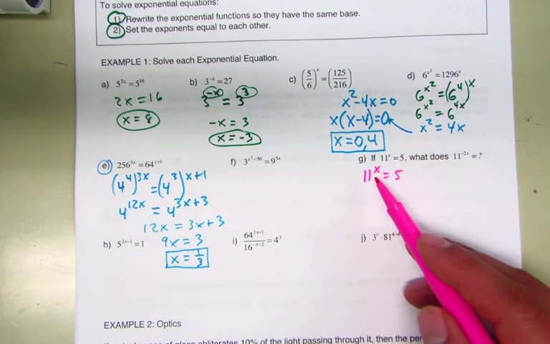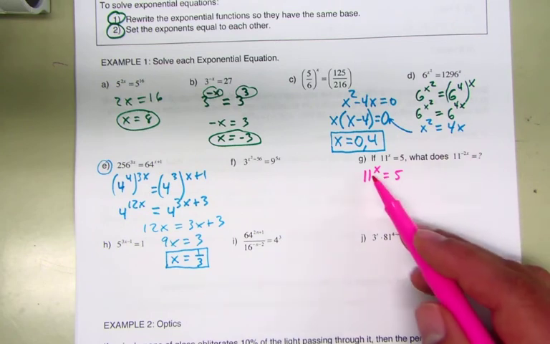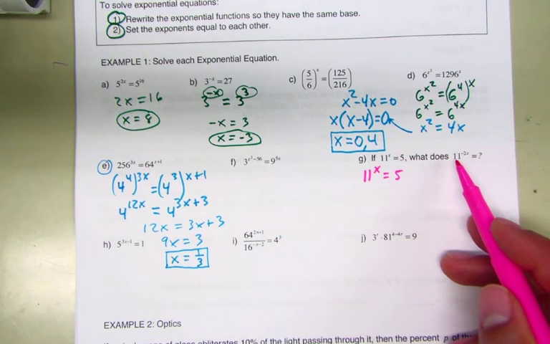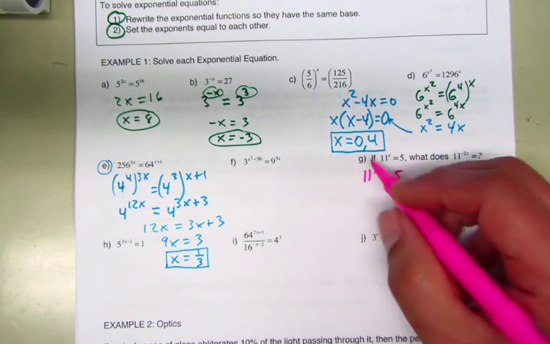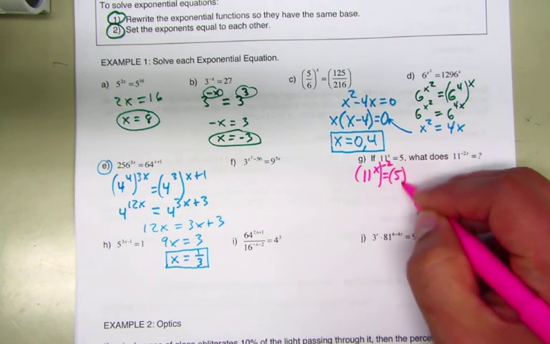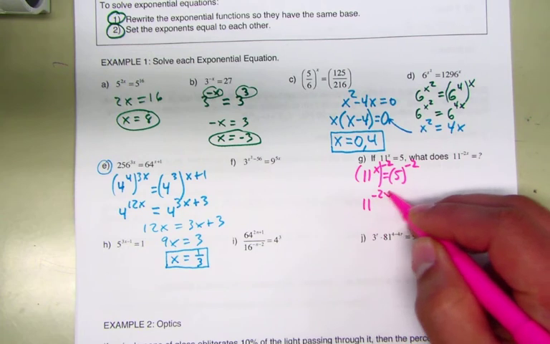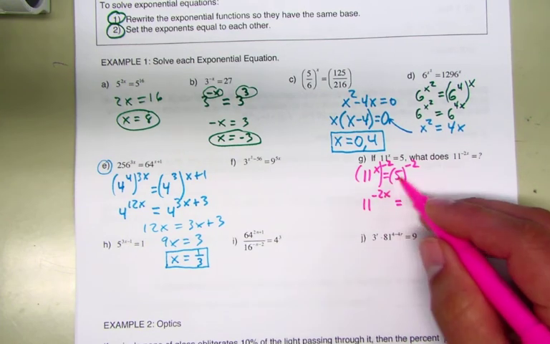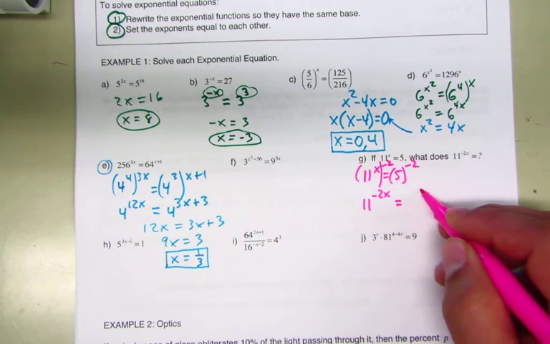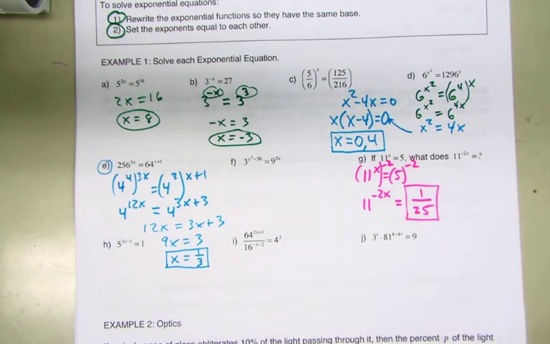Okay? If you compare what we know to what we're looking for, what's the difference between 11 to the x and this 11 to the minus 2x? What's the only difference? There's a minus 2 in the exponent, right? Well, according to algebra, we can certainly put a minus 2 exponent in there, right? As long as you do it to the other side, right? So now we get 11 to the minus 2x. And then 5 to the minus 2 is really 1 over 5 squared, or 1 over 25. Does that make sense, you guys? Yeah. Okay.